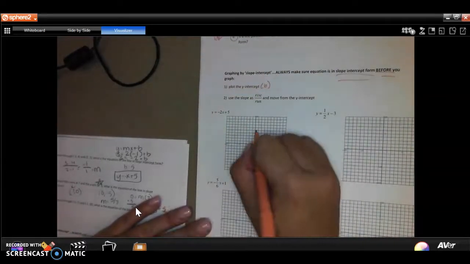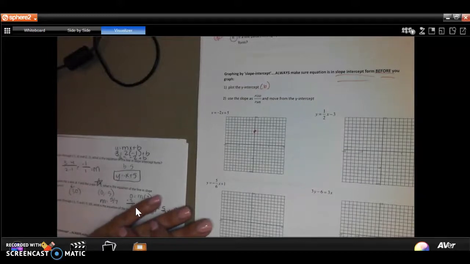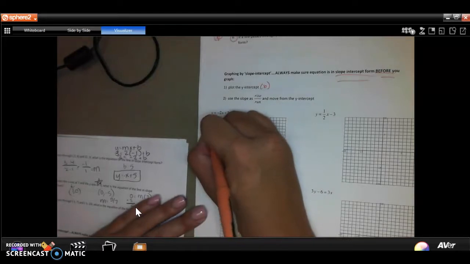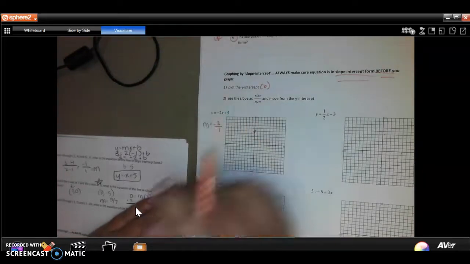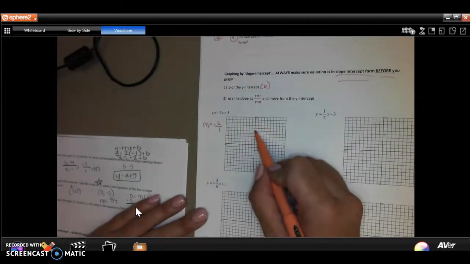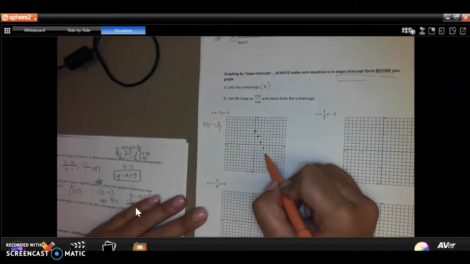So in this case, my b is at 5. Use the slope as a rise over run to move from the y-intercept. Well, looking at my slope, it is negative 2, or negative 2 over 1. So for rise over run, it's a negative slope, so I know I'll go down 2 over 1. Down 2 over 1, down 2 over 1.